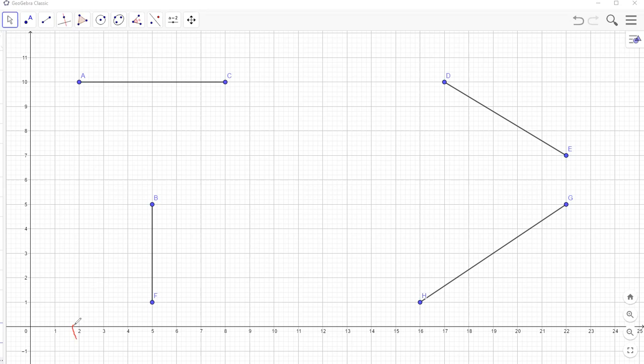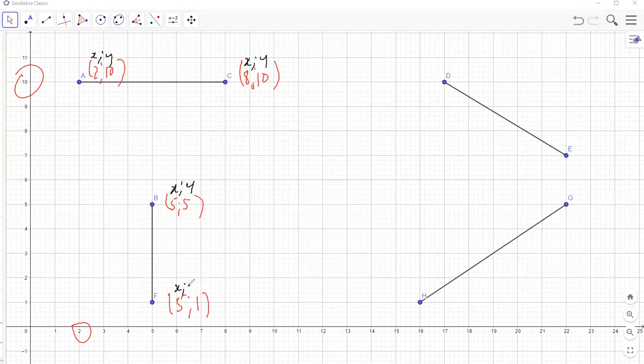And that's exactly what I'd like us to do here. Let's quickly put down the coordinates for each point, and then we discuss that. Here the coordinates are 2 and 10. Here the coordinates 8 and 10. Here we have 5 and 5. And down here we have 5 and 1. Now remember how we write our coordinates. Always x and y, x, y, x, y, and x, y. That's standard. That's how we roll.